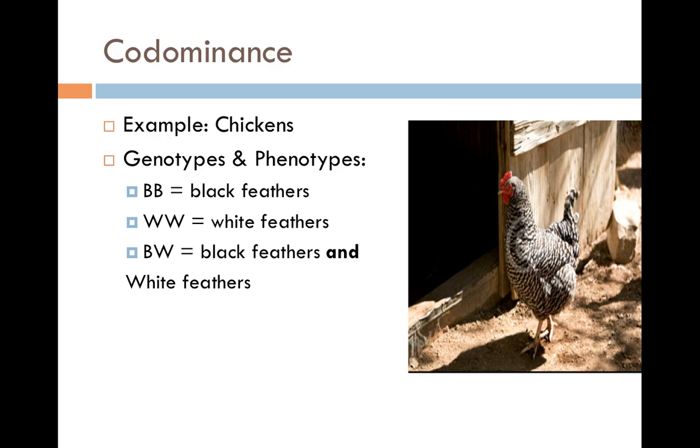And if we compare this to incomplete dominance, remember, if we had black and white and we were doing incomplete dominance, then this chicken would be gray. It would be an ugly gray color. And that's clearly not what we see here. We see both totally black feathers and totally white feathers expressed at the same time in this organism.